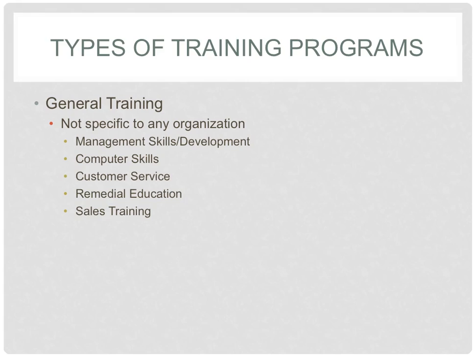Our next slide focuses on the different types of training programs that are available out there. There's general training, and then there's company-specific training. General training are things that are not specific to any particular organization. For example, learning basic computer skills. Can you use a word processing program and a spreadsheet program and perhaps a database program?